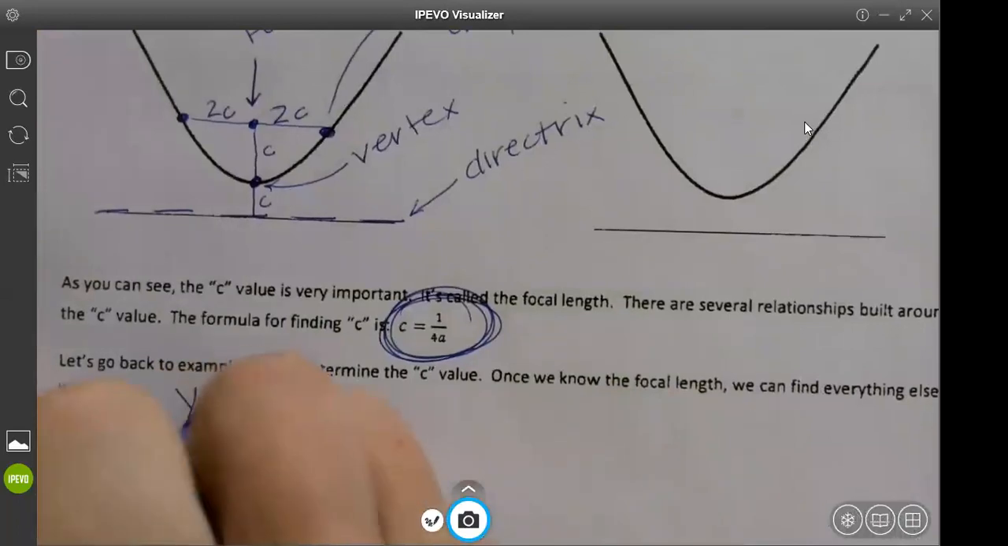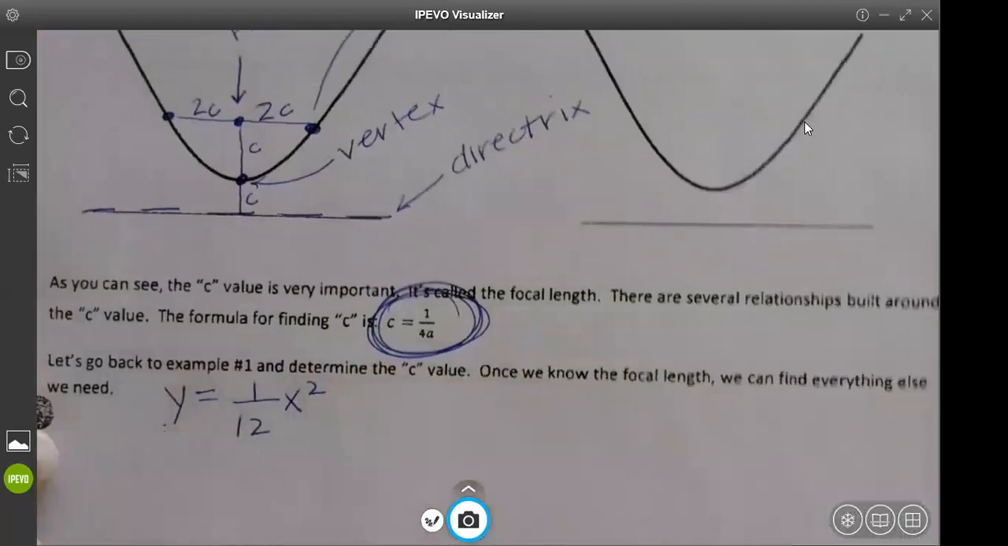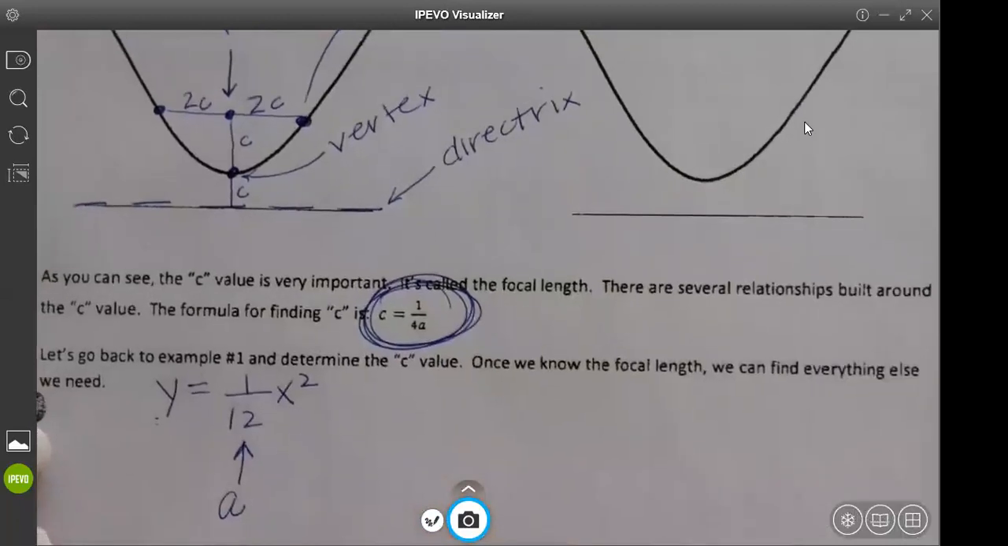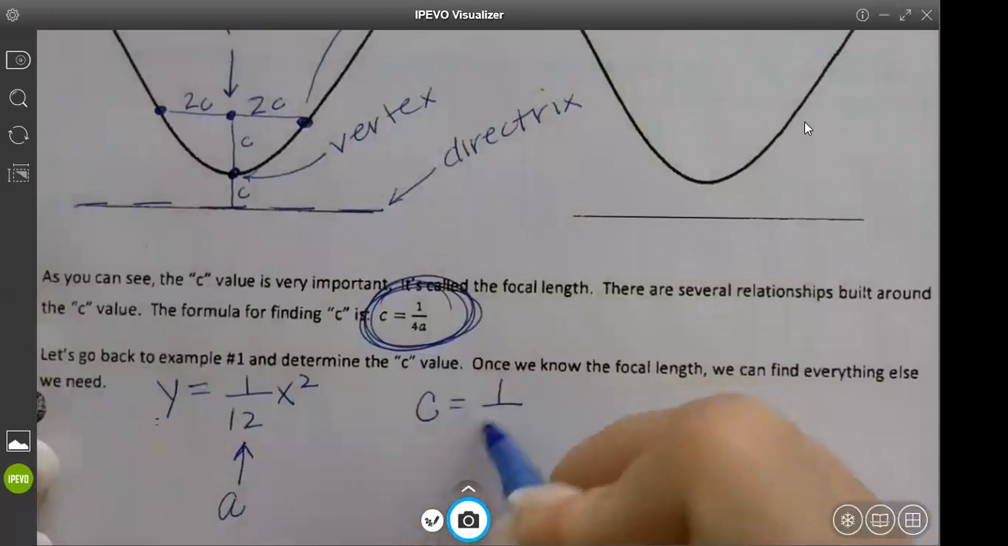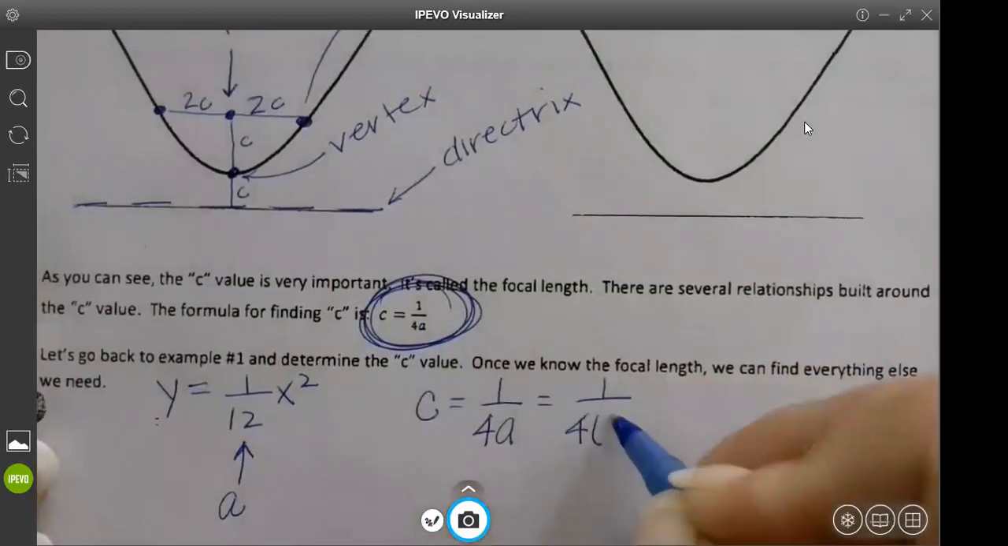So in example 1, we found that equation to be 1/12 x squared. And in the very top, we know that 1/12 is going to be our A value. So to find the C, we do 1 over 4A, which is 1 over 4 times 1/12.